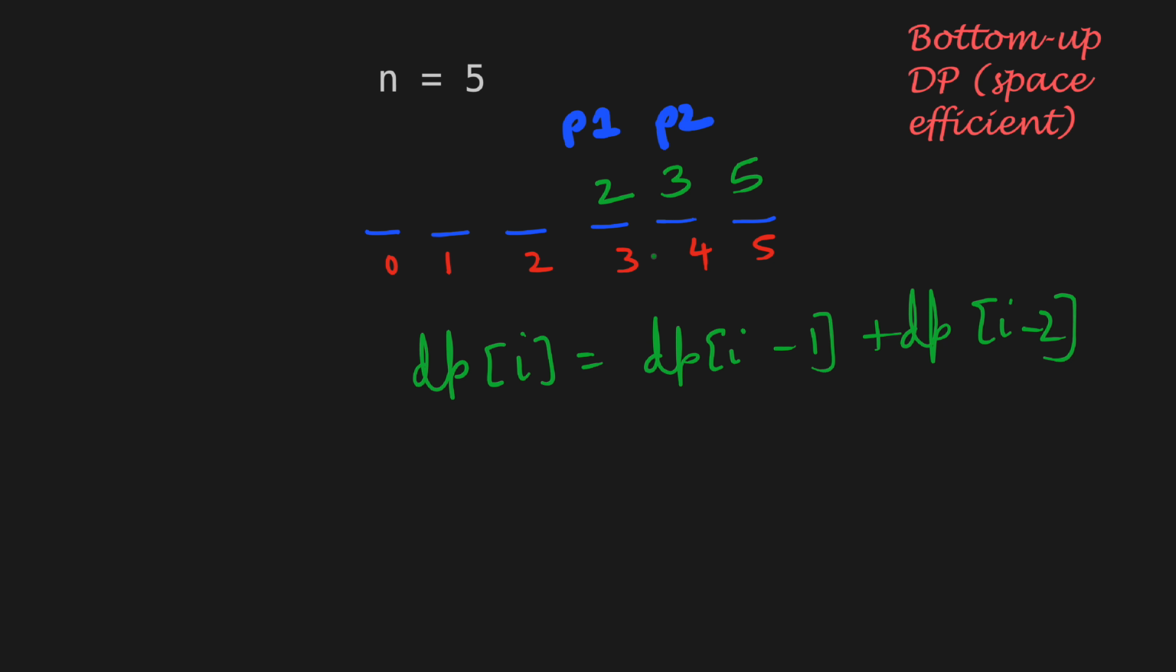Now the time complexity of this approach is still O of n due to sequential calculations. However, the space complexity reduces to O of 1 because we are just using these two variables.